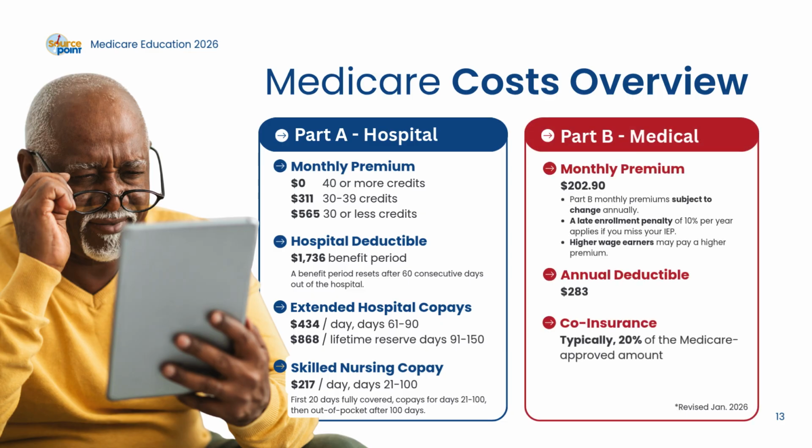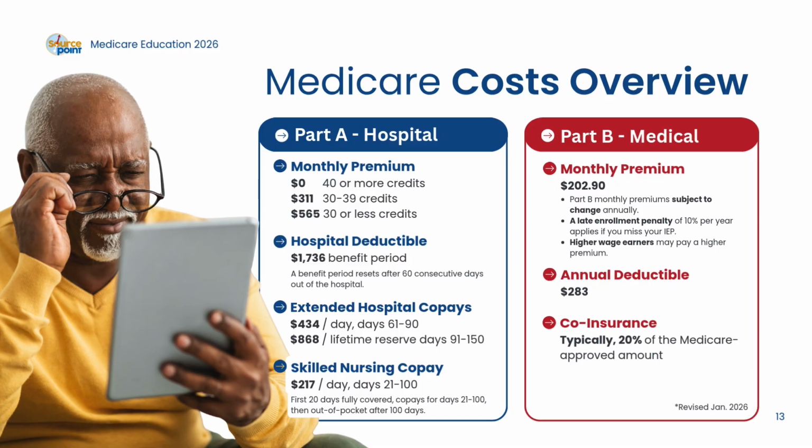In Part B, you'll pay a monthly premium that may change each year. If your income is higher, your costs for Parts B and D will increase. More details on this will be provided in the next 2 slides. Enrolling late in Medicare Part B could lead to a 10% annual penalty added to your premiums.